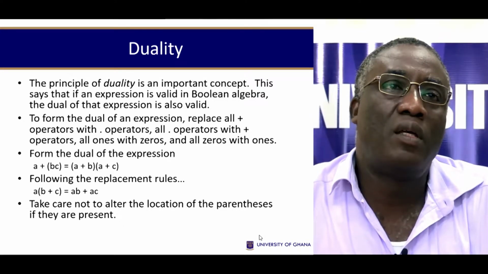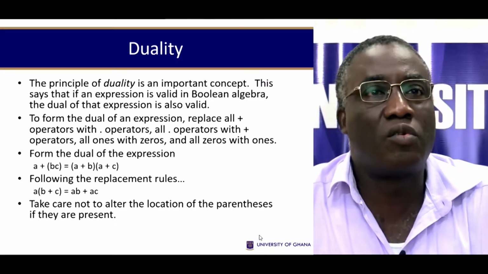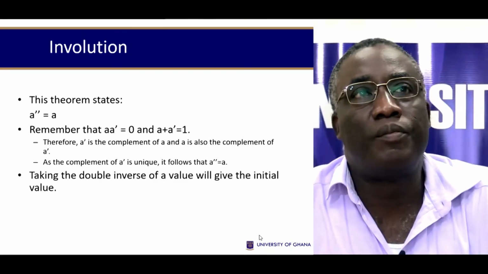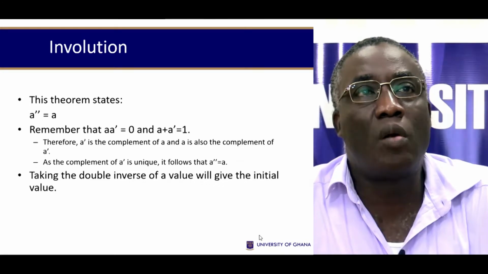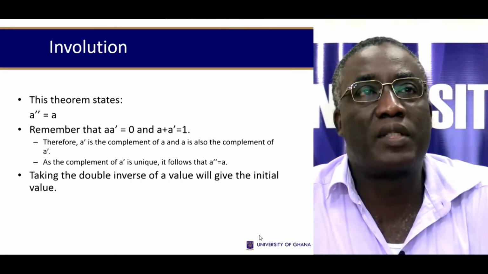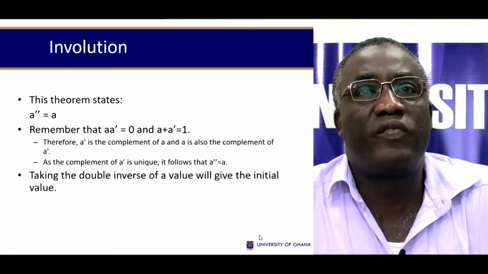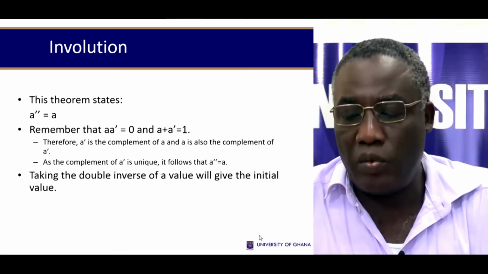The same way, you can do the similarity for that. You've got A into brackets B or C, the dual of it, you can write down. Involution: a double negation becomes the number. So not not A is A. Taking the double inverse of the value will always give you the initial value.